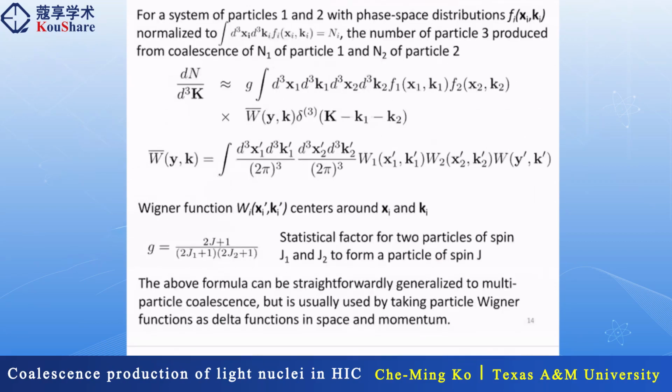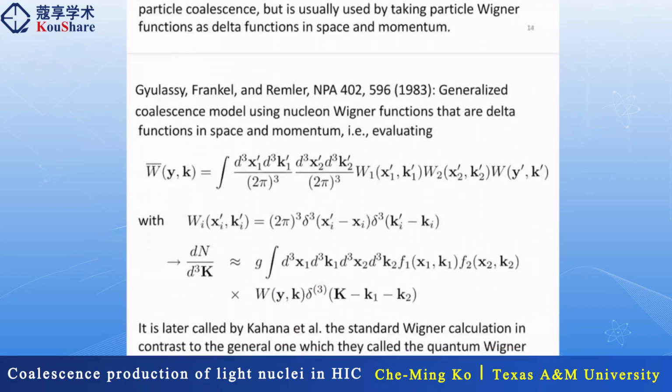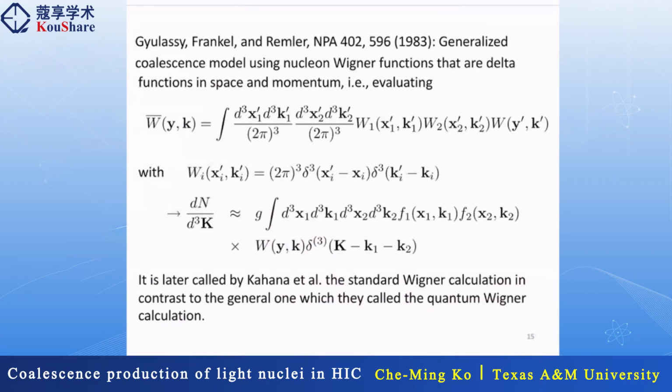I just skip all the details. Now, the main point in the coalescence model is that you have three Wigner functions, right? Proton, neutron, and the deuteron internal wave function's Wigner function. But in the normal calculation, we make assumptions. We assume the nucleon Wigner functions are delta functions in space and momentum. Actually, that violates the uncertainty principle, and therefore also violates unitarity. That means if your deuteron number is large and you don't treat it properly, there's no bound. The total probability will be greater than 1. But that's what we normally do in the coalescence model.